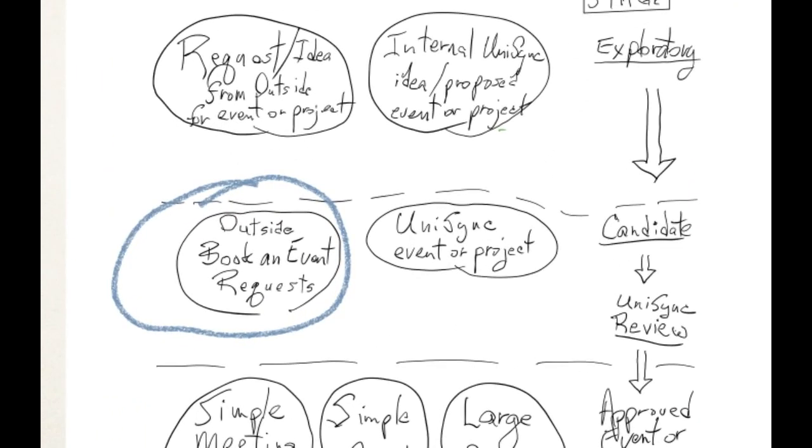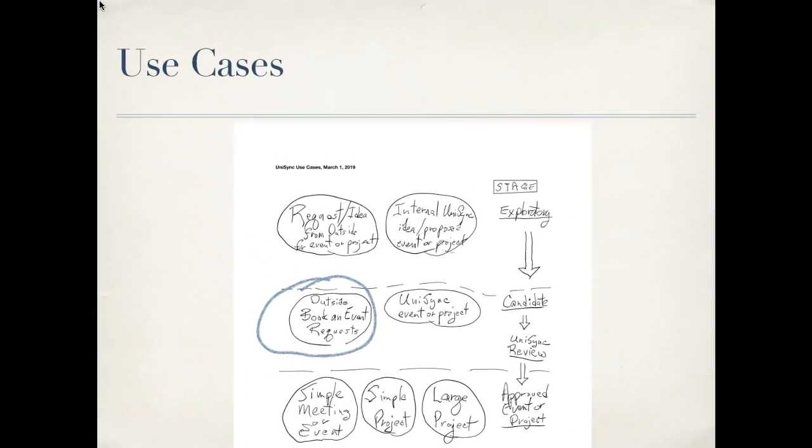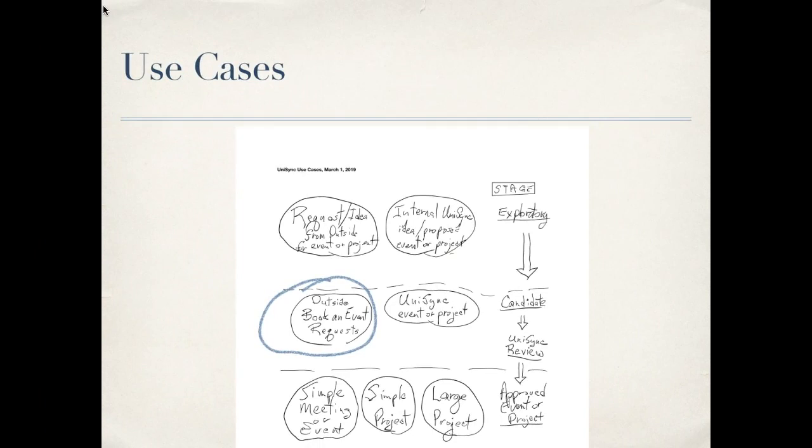Outside book and event requests, and that's the workflow we're going to look at today. Unisync event or project. And finally, in the third stage, the approved event or project phase, there can be a simple meeting or event, a simple project, or a large project.